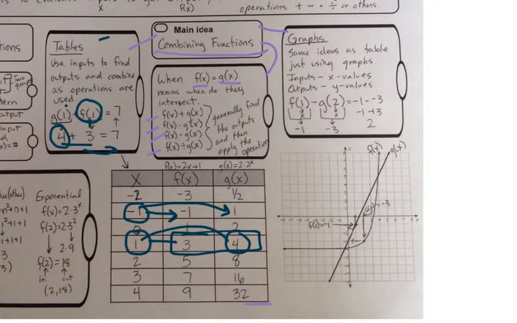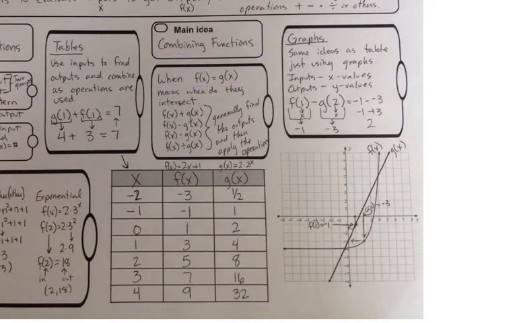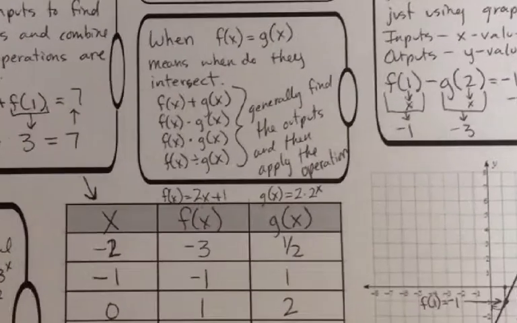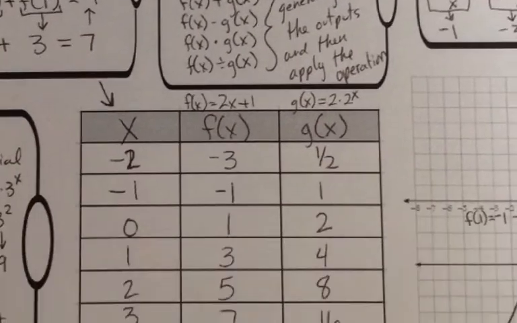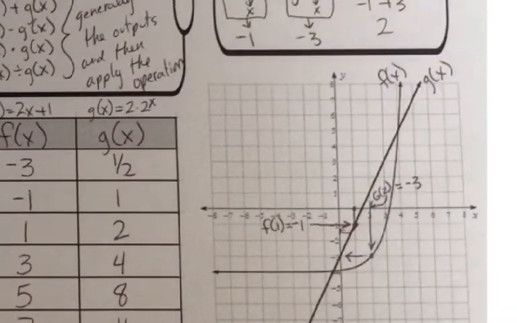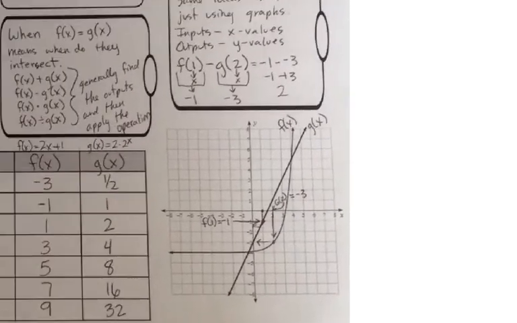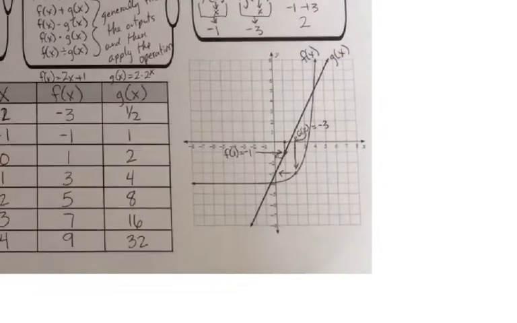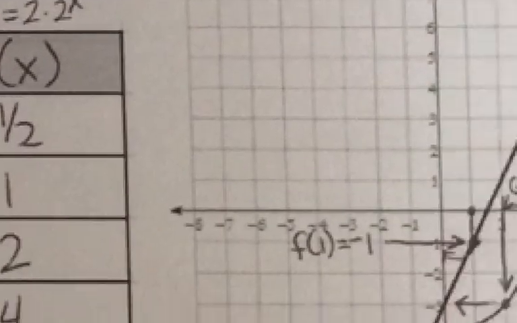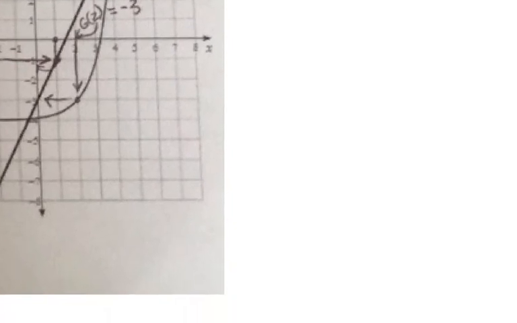In graphs, it's a similar idea. So there's those, if you need to pause and copy them down. For the graphs, we're looking at the same idea. The x values are the inputs. We use that to start and see where to go on the graph. Find the y values. That's what we put into it. So let's zoom in here a little better so we can see.